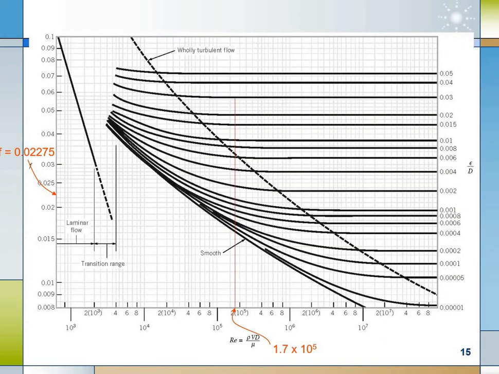So for those who cannot remember how to use the Moody's chart, it is like this. From the x-axis, define your Reynolds number, and then draw a straight line up to the relative roughness. So 0.005 is at this point, and then from this point you draw a straight line to the y-axis, and then you will obtain the friction factor.